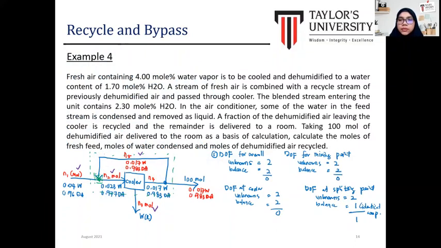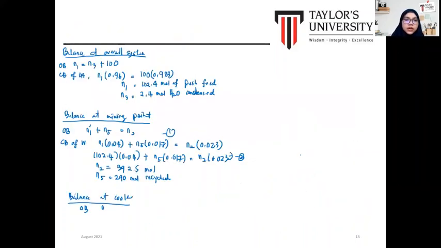Okay, let's take a look back at the question. So it asks us to determine the fresh feed. Okay, we have done that. Moles of water content is also done. Moles of dehumidified air recycled, basically we already covered all of that here. So we have already solved the problem. Okay, if later you are required to determine N4 and so on, you can use the same method, performing the balance for each unit.